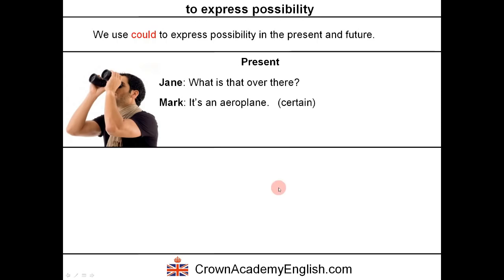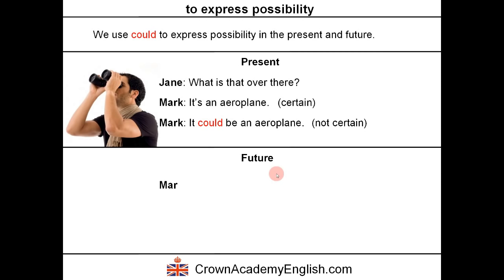But if we are not certain, if Mark is not sure, he can say, "It could be an aeroplane." So this means he's not certain. So we're expressing the possibility. It's possibly an aeroplane. It's possible. Okay, that's why this is called possibility. We're not certain, it's possible. Okay?